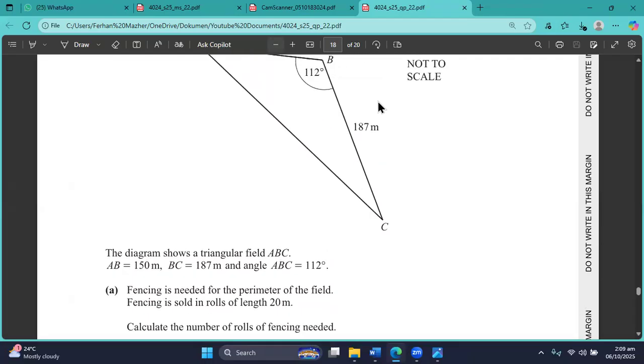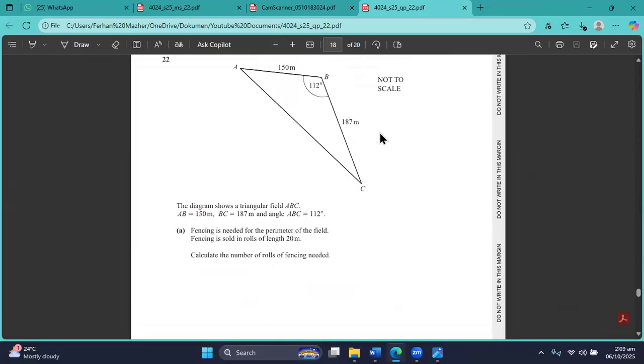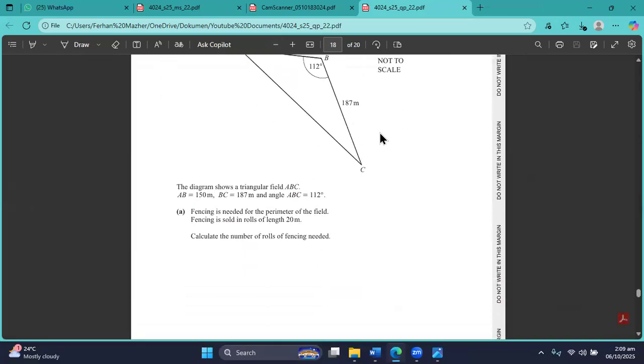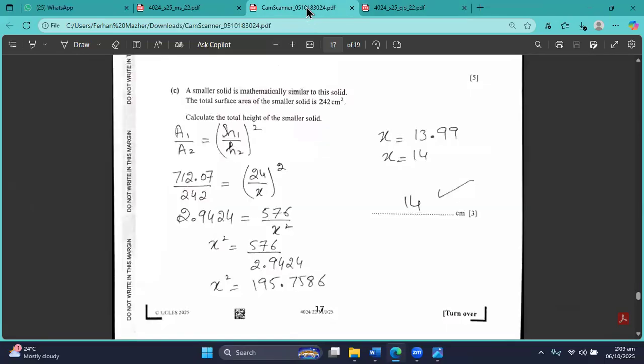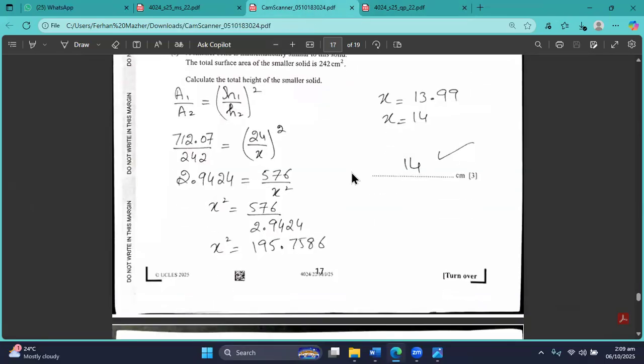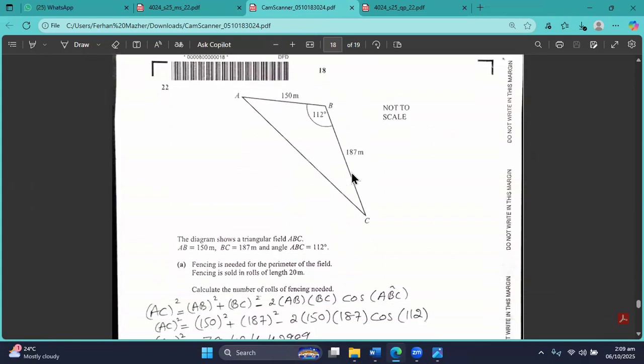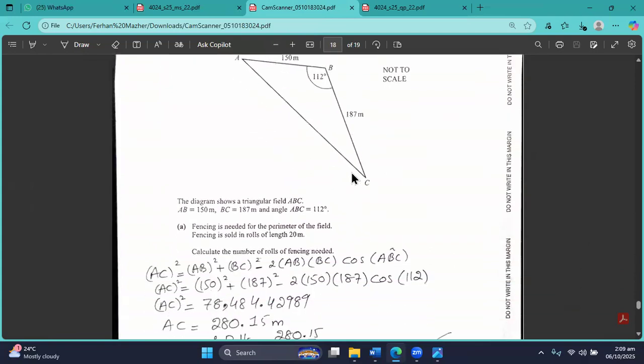Let me reduce the size so you can see the whole question together. It's a 5 mark question. This part is of 5 marks. So important. We are going to use the law of cosine. So AC square will be equal to AB square plus BC square minus 2 into AB into BC into cos of ABC.